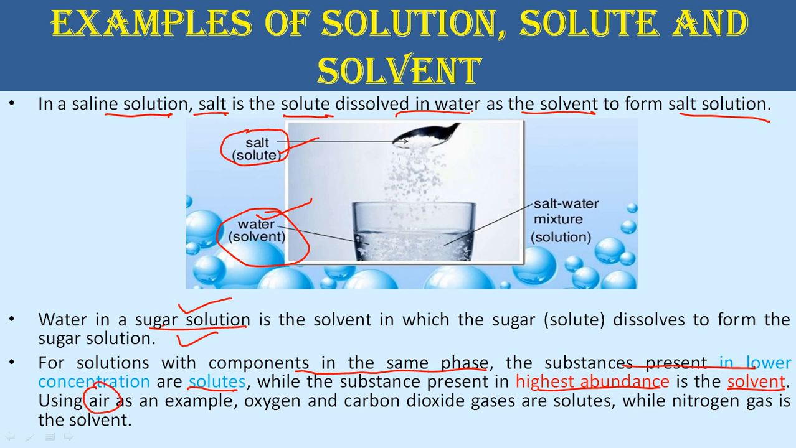Using air as an example, the quantity of oxygen present in the air is 21% and carbon dioxide is 0.03%. They are solutes. Why are they solutes? Because they are present in lower concentration, while nitrogen gas is the solvent. Why is it solvent? Because it is present in the highest abundance, that is 78%.